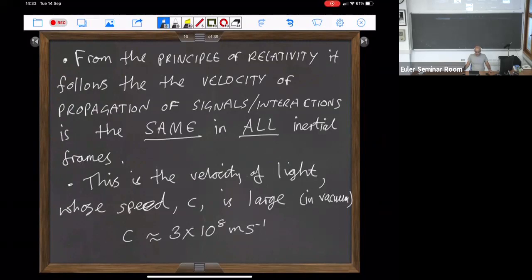And this propagation velocity is the velocity of light, whose speed, usually called c, is some very large number, as you all know anyway. In vacuum, this is approximately 3 × 10⁸ meters per second. So c turns out to be a very large number.